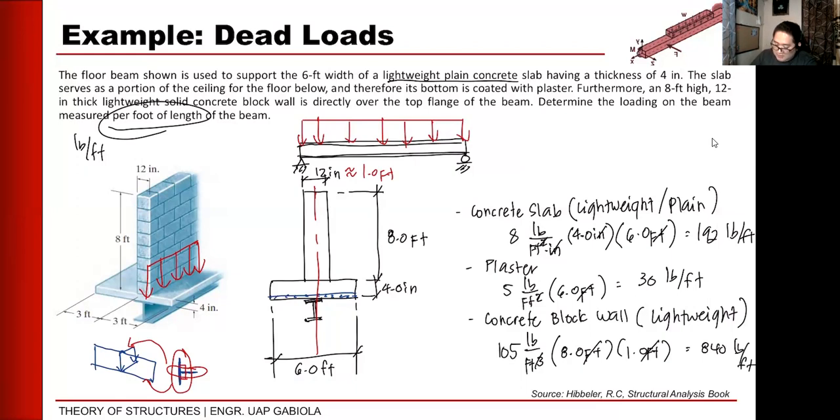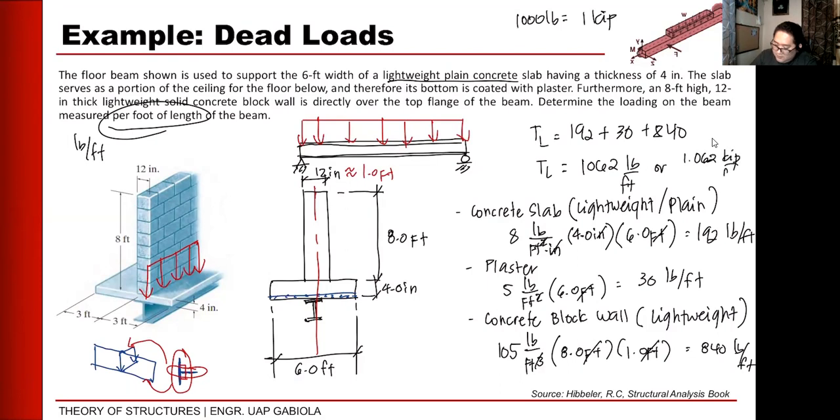So pag yung hinahanap sa atin is yung total loading, total loading natin will be equal to 192 plus 30 plus 840. That is 1,062 pound per feet, or convert natin, ang 1,000 pound equals 1 kip. Okay? So pwede siyang tawagin na 1.062 kip per foot. So this will be our final answer for this particular example. Okay? So ganyan po kina-calculate yung loading natin for dead load. Right?